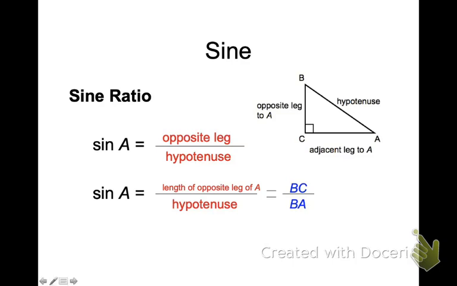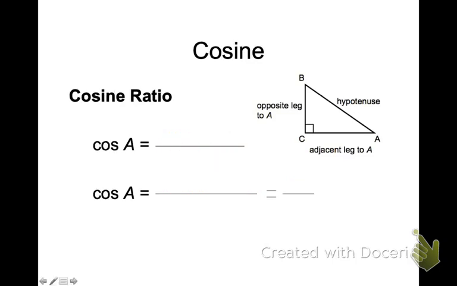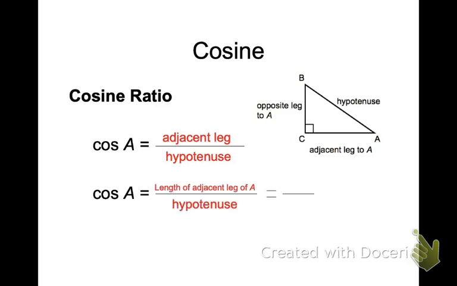Okay. And then the last trig function we have is cosine, which is abbreviated COS. So your cosine of an angle is adjacent over hypotenuse. So if we were doing the cosine of A, where again A is my reference angle, the adjacent leg to A is AC, and my hypotenuse is BA.